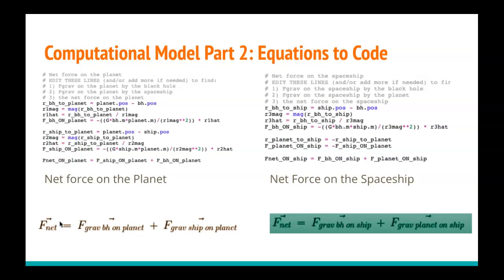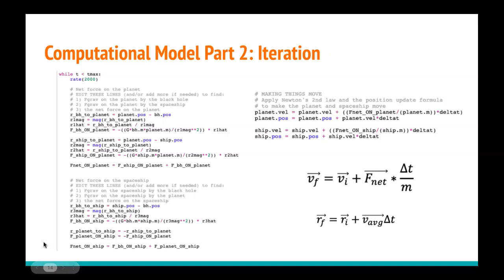Here we can also see the calculations for the distances between the masses and the r hat values. The gravitational and net force equations are converted to code as well. Here is the iteration code for this part of the lab. The velocity and position update formulas are also used in part 2 of the lab.